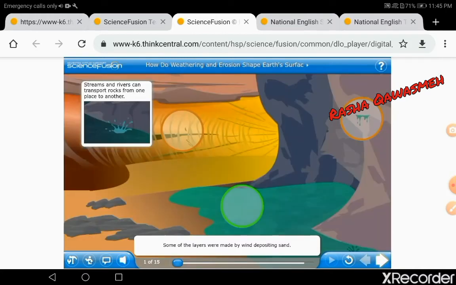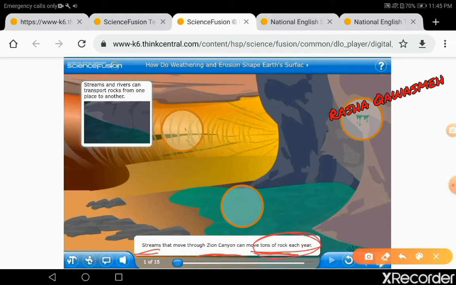Let's see this one. Jose learned that flowing water carries rock downstream. Streams that move through Zion Canyon can move tons of rock each year. So they're talking about streams. Streams are small rivers, okay? They move through Zion Canyon and move tons of rocks every year. When this water stream moves, it carries rocks with it. This one is talking about wind.